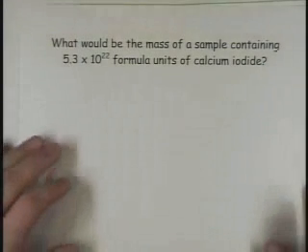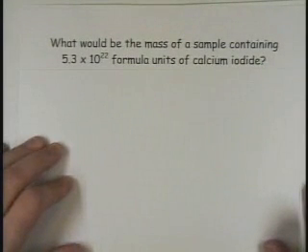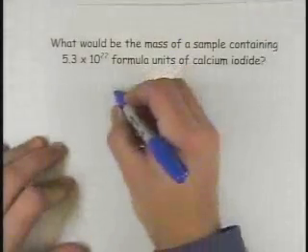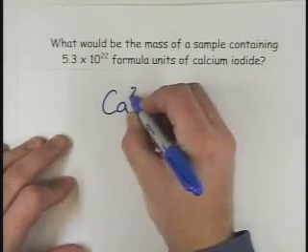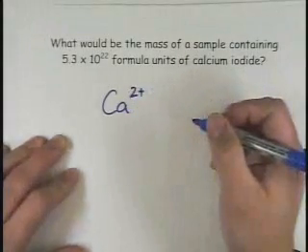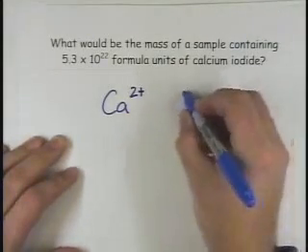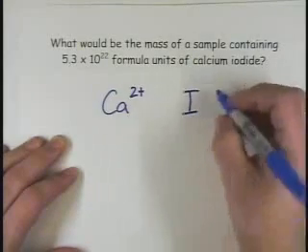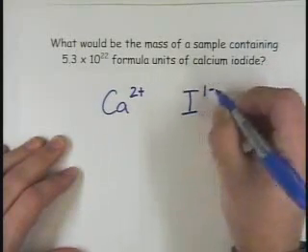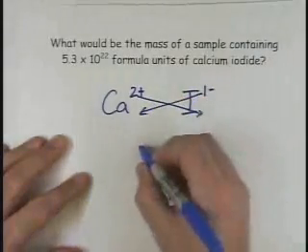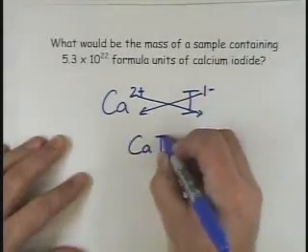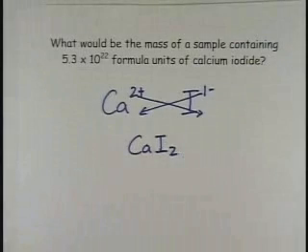Let's start by writing the formula for calcium iodide. Calcium is in family 2, so it has a charge of positive 2. Iodine is in family 17, so it has a charge of negative 1. Crisscross, and voila. The formula is CaI2.